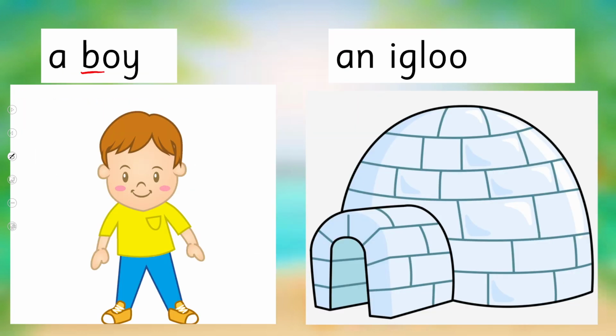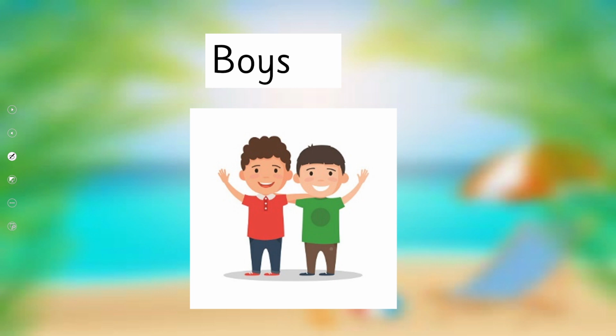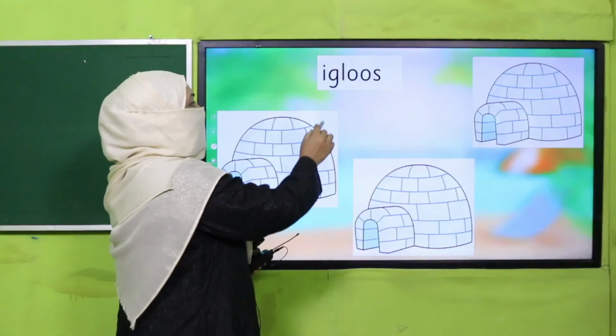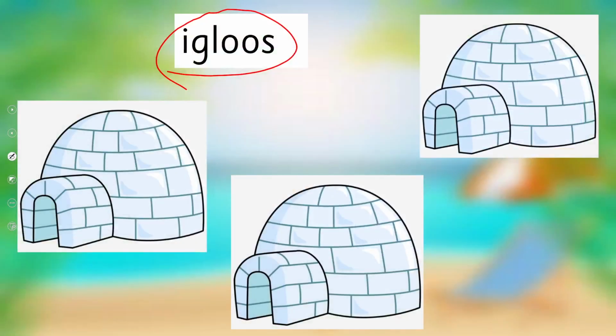If the noun is starting with a consonant sound, it takes article a: a boy. And if it starts with a vowel sound, it takes article an: an igloo. Remember, we have learned this in detail in grade 1 and in grade 2 also. But if our noun is a plural, and remember plural means more than one, we don't use a or an. Boys, igloos, it does not take a or an. All right.